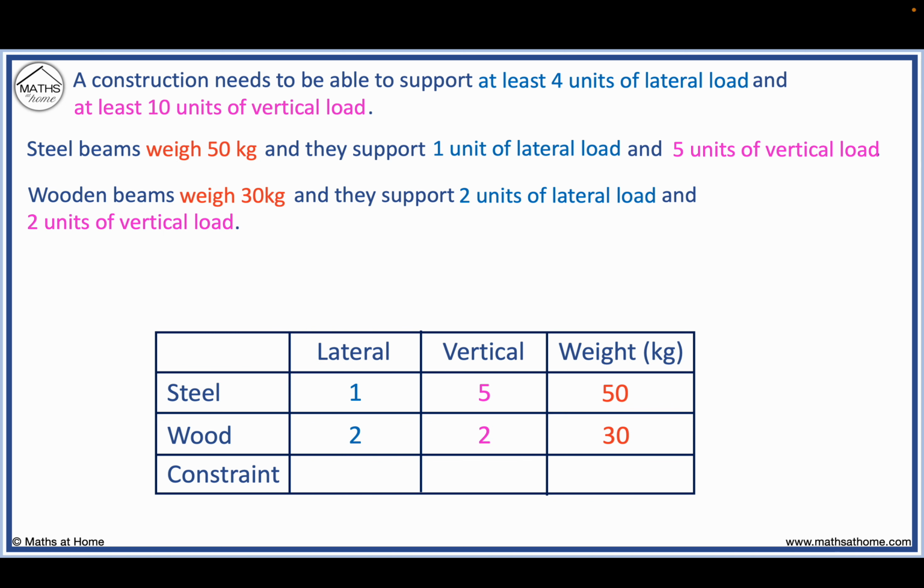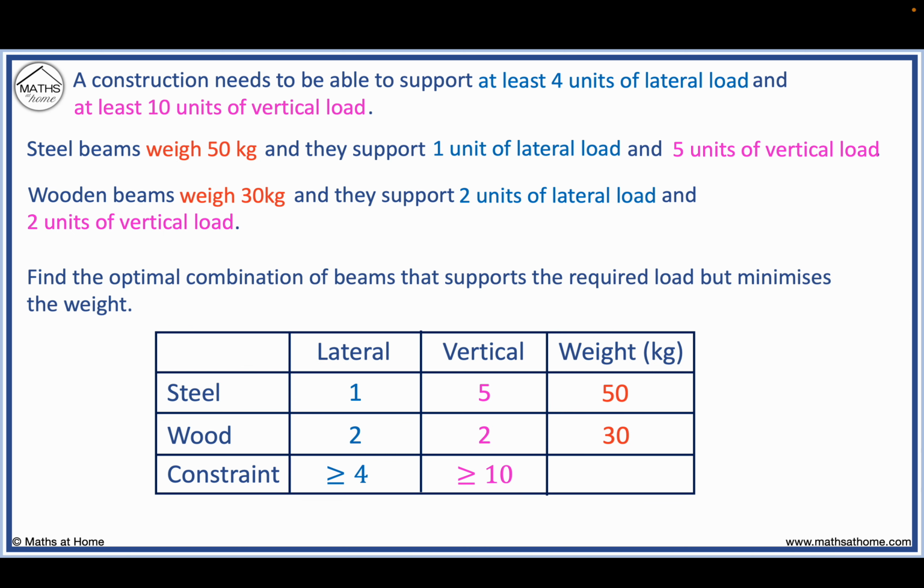The constraints are that we must support at least 4 units of lateral load, so greater than or equal to 4, and at least 10 units of vertical load, so greater than or equal to 10. We wish to find the optimal combination of beams that supports the required load but minimizes the weight. We will call the number of steel beams x and the number of wooden beams y.